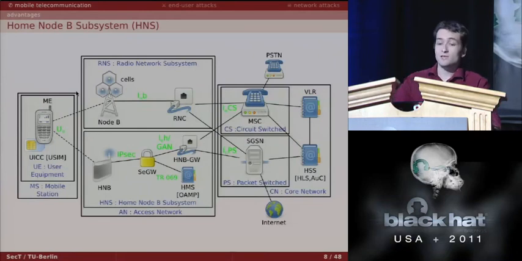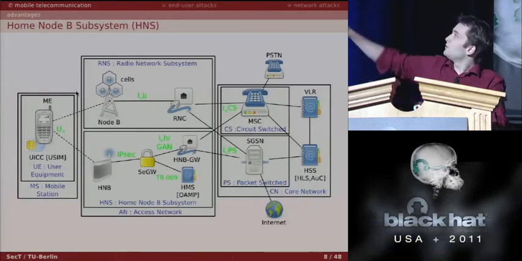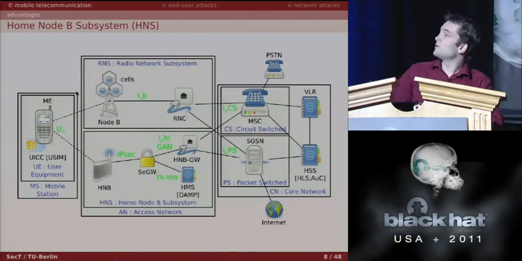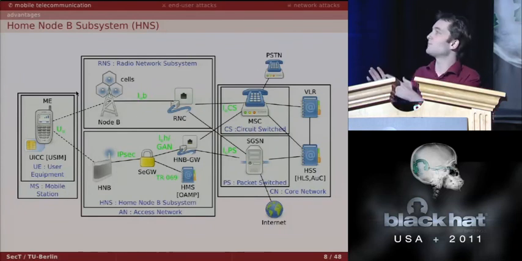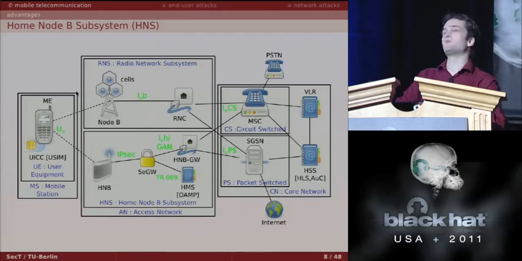How does the femtocell integrate in the architecture now? We've seen that parallel to the normal use, where the home node B and the radio network controller is, we have a new system called the home node B subsystem. Here we find the home node B, the small box on the left. And then, similar to the RNC, we have the home node B gateway that's connecting the home node B to the core network. We have additional components, the security gateway and the home management server.